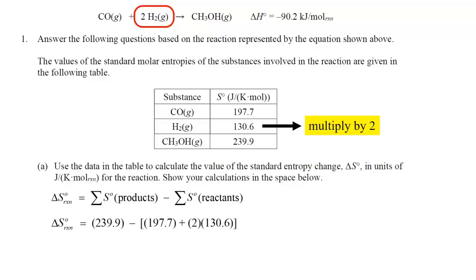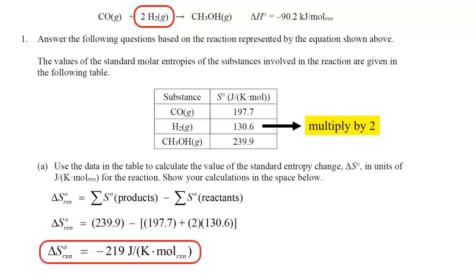239.9, which is the standard molar entropy for methanol, or CH3OH, and that is our only product, and then minus the sum of the standard molar entropies for the reactants. So it's going to be 197.7 for carbon monoxide gas, and then it's going to be 2 times the number for the standard molar entropy for hydrogen gas, so 2 times 130.6. And if you do that math on your calculator, hopefully you will get the correct answer, which is negative 219, and the units are joules per Kelvin mole of reaction. So this is the answer to part A.